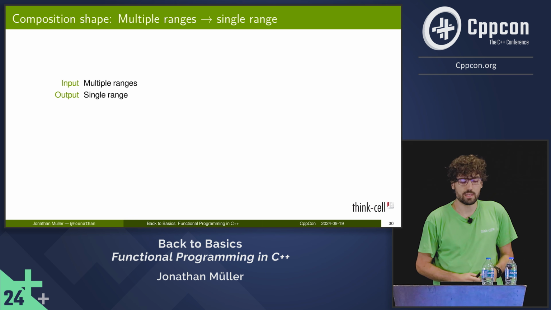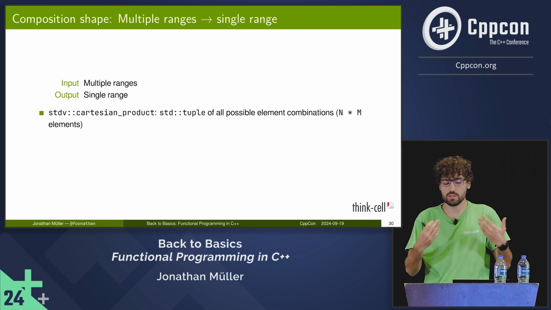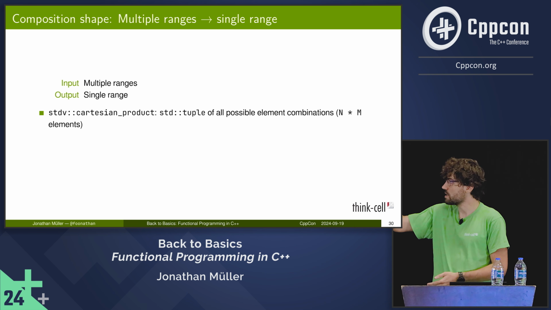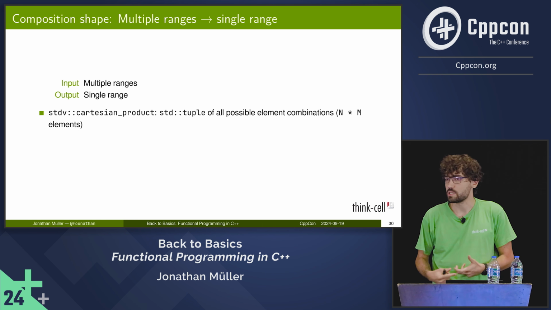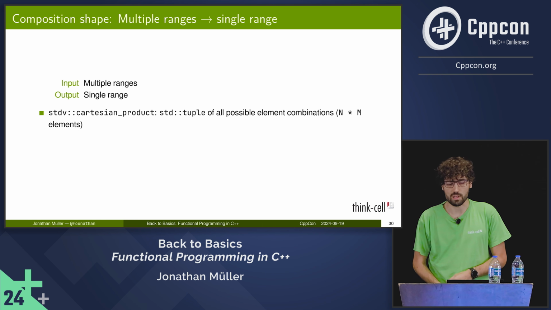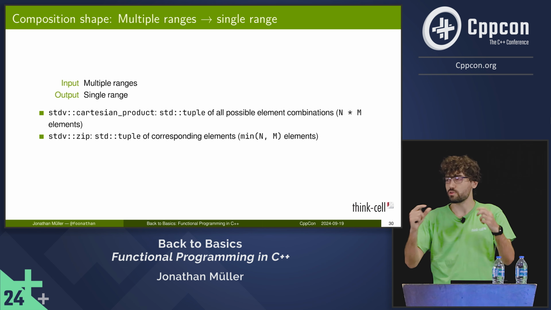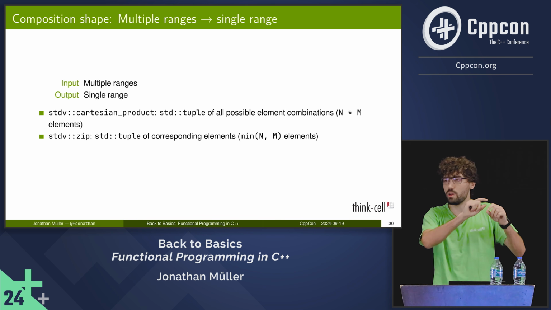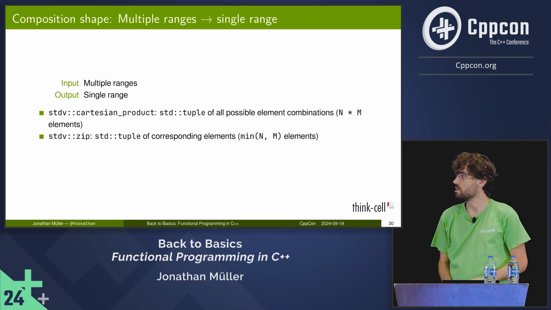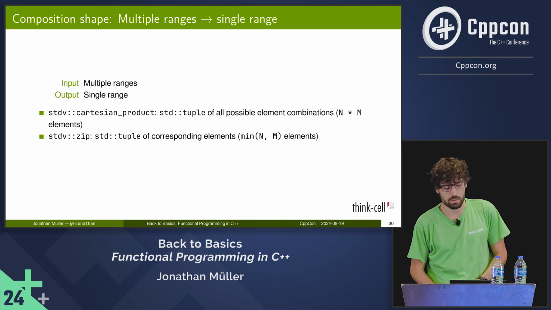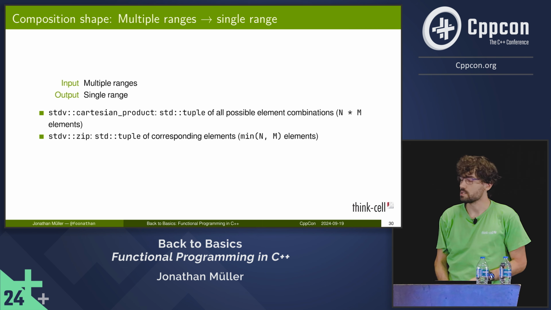And so the composition shape here is, we've got multiple ranges, and we want to create a single range out of those. And for that, for example, we have Cartesian product, and this is a tuple of all possible element combinations. There are n times n elements for two ranges, but remember, it's generated lazily, so we only generate as many as we actually need. Then we've got zip. Zip operates over the ranges in lockstep, and gives you a tuple of corresponding elements. So the first element of zip is all first elements of the subranges. Then the second element is all second elements of the subranges. And so it iterates over them in lockstep. This is also useful a surprising amount of the time. Especially zip with itself at a different position in the range is very useful.